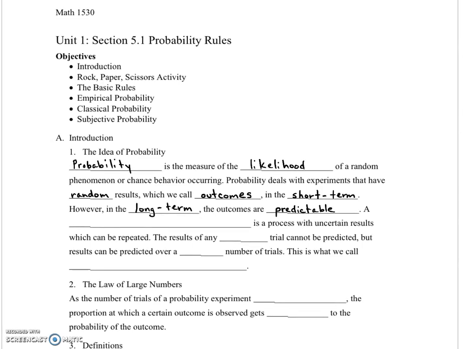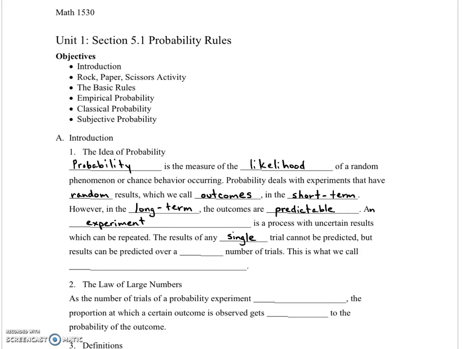So, an experiment is a process with uncertain results that can be repeated. So think of an experiment as something like flipping a coin or rolling a die or picking a name out of a hat. Any of those things we can do, and then we can repeat that action. So the results of any single trial cannot be predicted. If we flip a coin, we can't predict whether it's going to land on heads or tails.